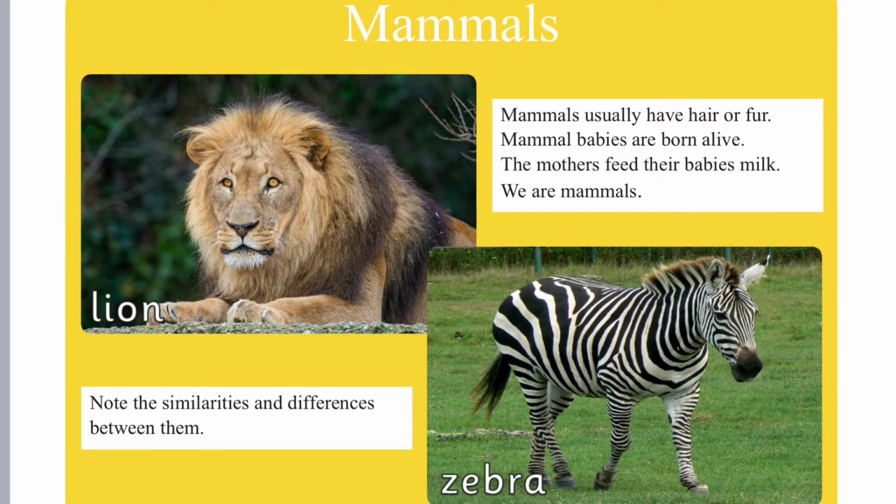Mammals. Mammals usually have hair or fur. Mammal babies are born alive, so not in eggs. Their mother feeds the babies milk. We are mammals. Can you see any differences and similarities between the lion and the zebra?